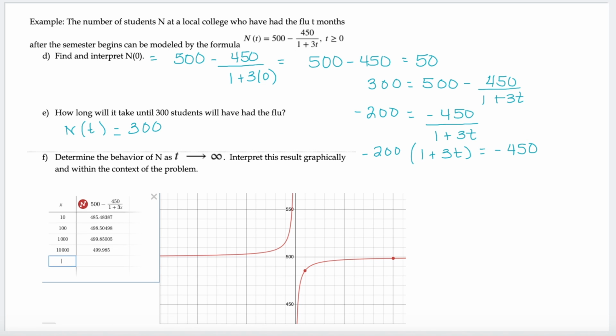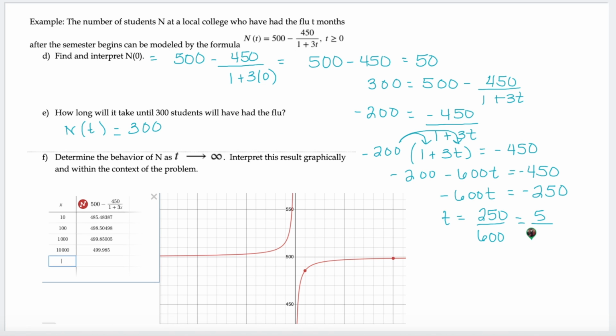Now we will distribute, not divide, distribute. So negative 200 minus 600t is equal to negative 450. Negative 600t would then be equal to negative 250 when we add 200 to both sides. T is then equal to positive 250 over 600, or reducing our fraction, 5/12 months.